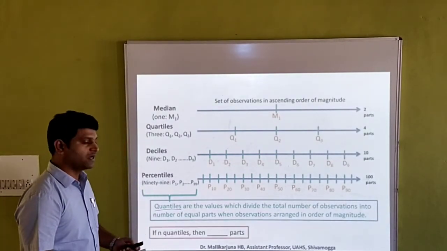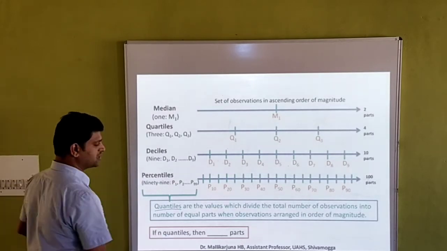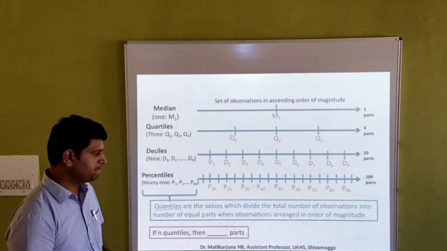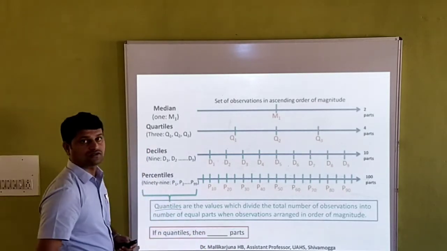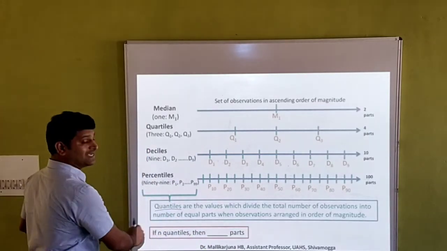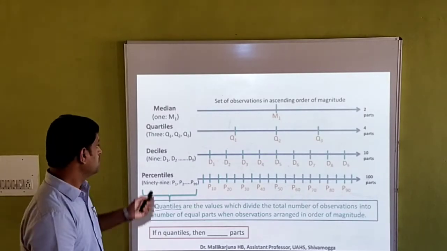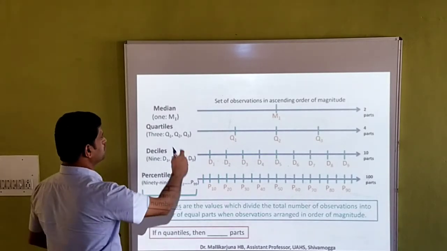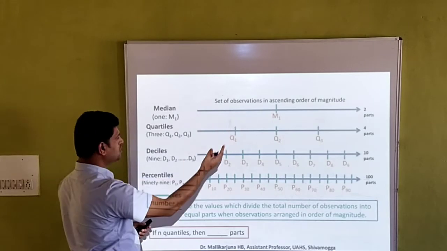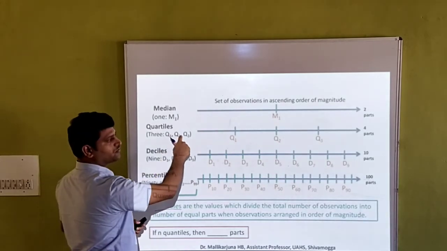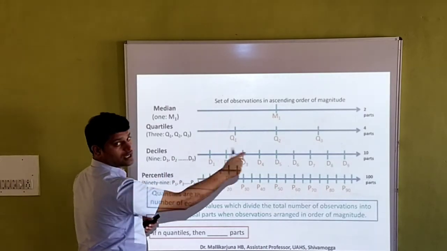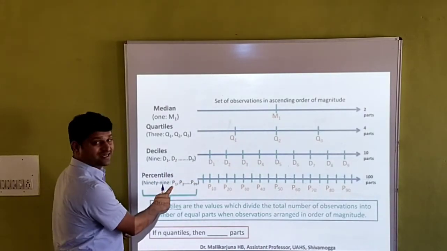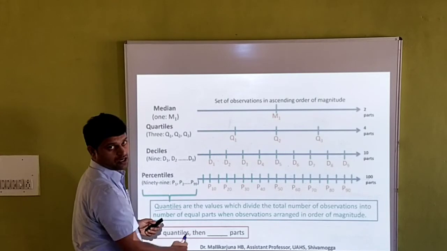So here my question is, if n quantiles are there, then how many parts? So these are the quantiles, then what will be the number of parts? Generally I take n as the number of quantiles. Of course the median is only one, we are getting 2 parts. Quartiles are 3, so we are getting 4 parts. Deciles are 9, we are getting 10 parts. Percentiles are 99, we are getting 100 parts.